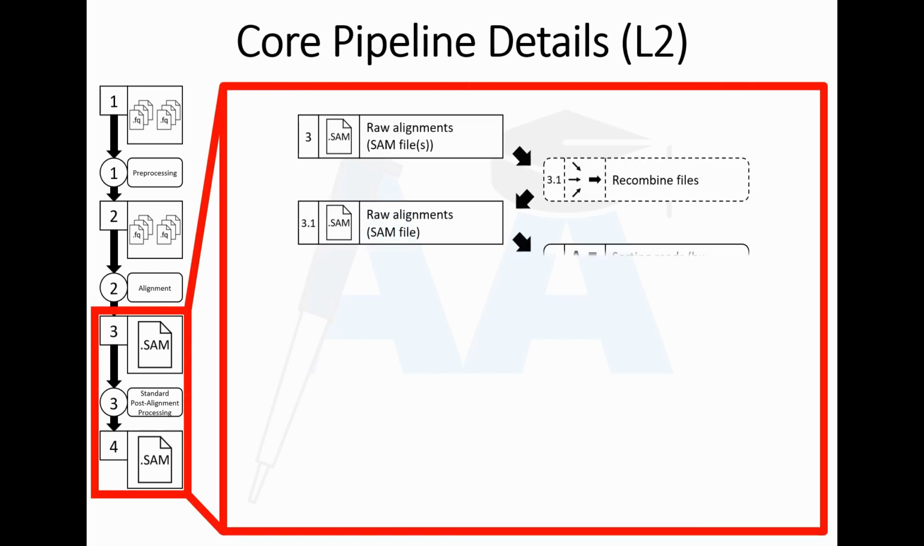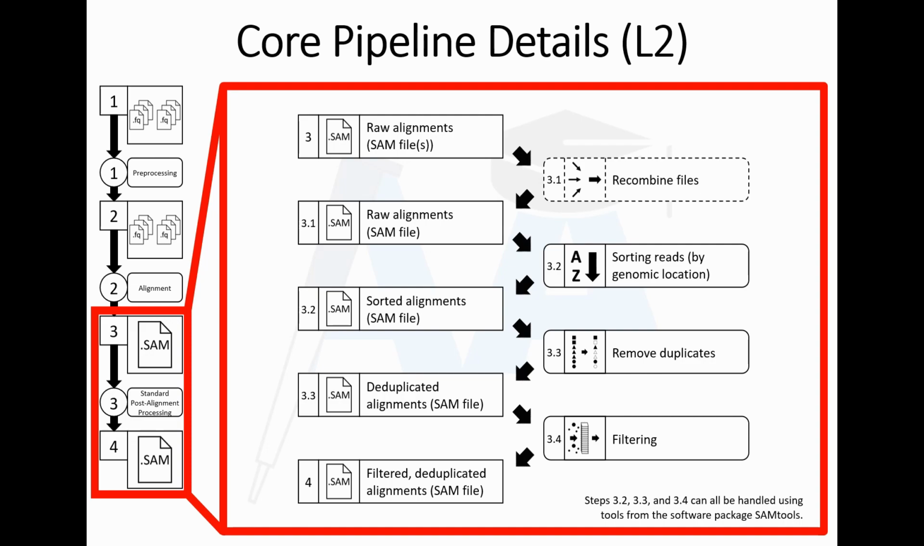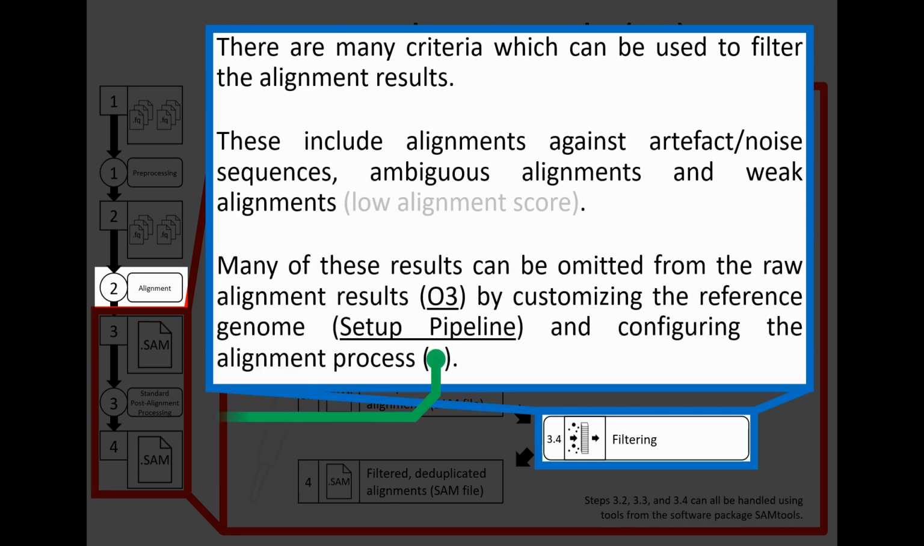Finally, let us talk a bit more about post-alignment processing. More specifically, let us talk about the filtering step, since the other three steps are relatively simple and have been adequately covered with just the first level of detail. There are many criteria which can be used to filter alignment results. These include screening out alignments against artifact sequences, alignments against noise, ambiguous alignments, and weak alignments. Many of these results can be omitted from the raw alignment results by customizing the reference genome and by configuring various software options during the alignment process.